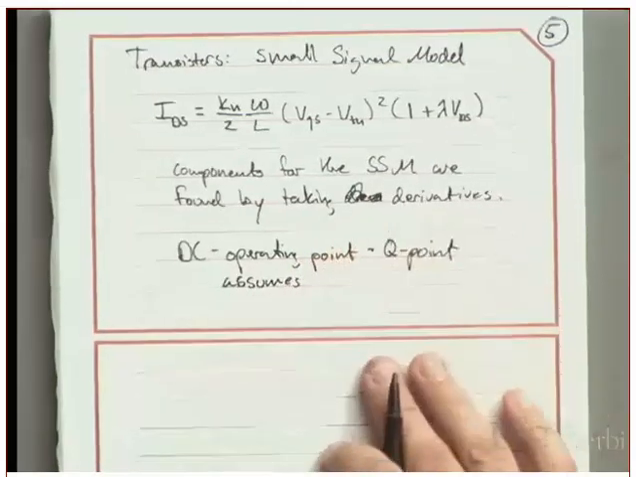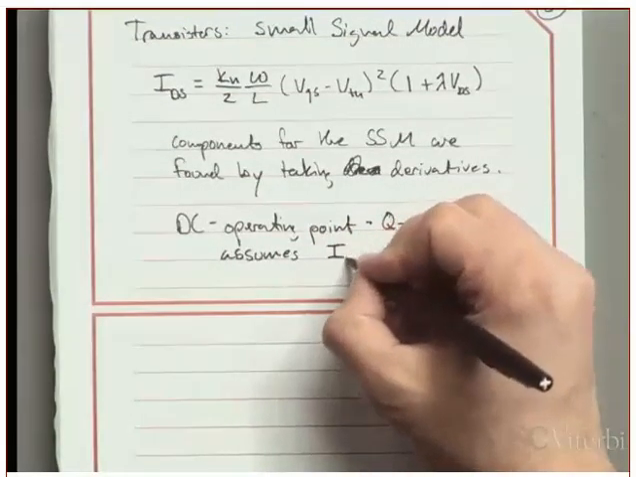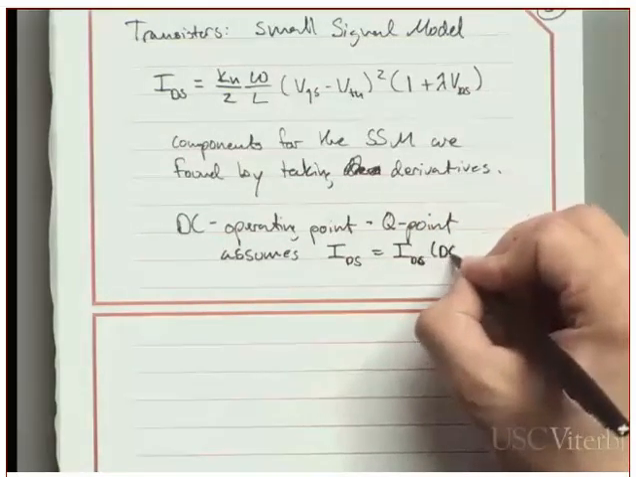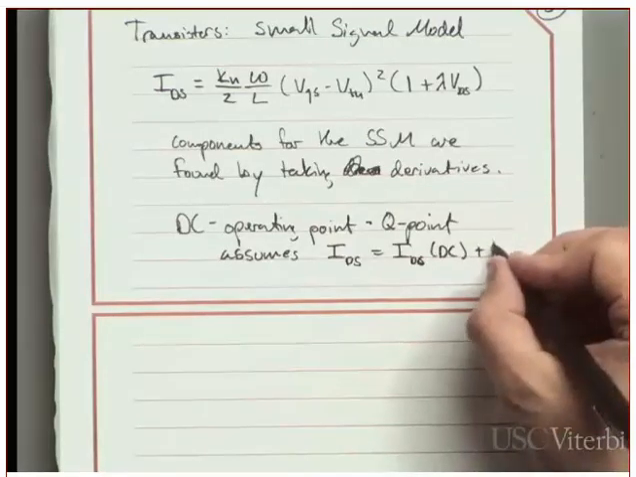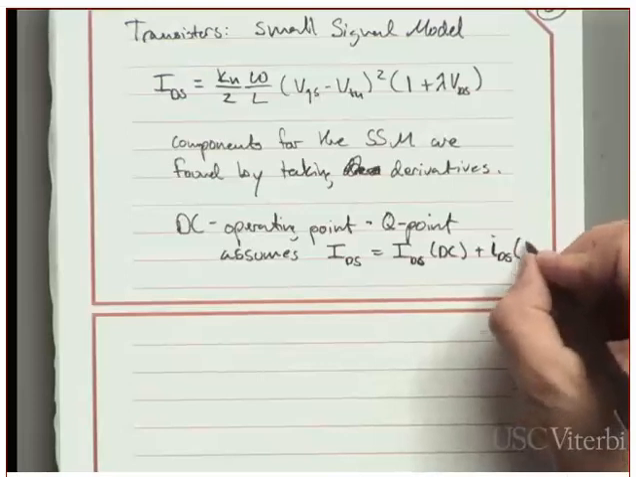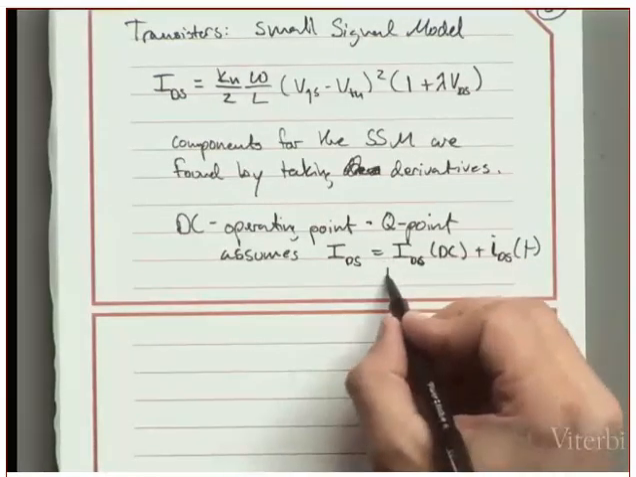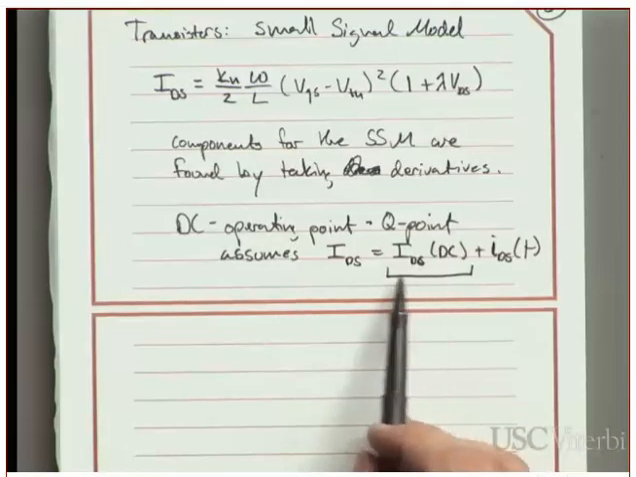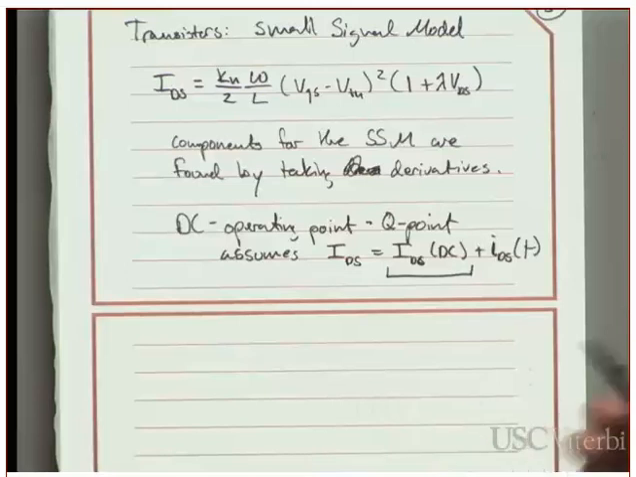which assumes, for example, that IDS equals some IDS DC plus, I'm going to make this a little IDS that depends on time. So this is if you have a signal coming into the circuit, you want to use the DC value of IDS, which is just this part, and leave the time varying part for the small signal model.